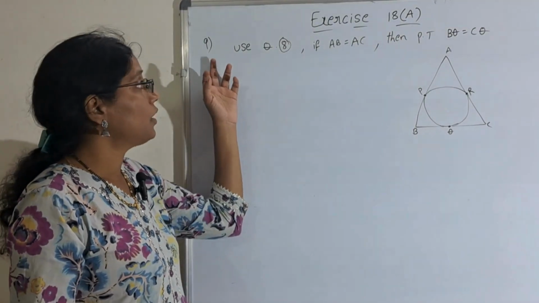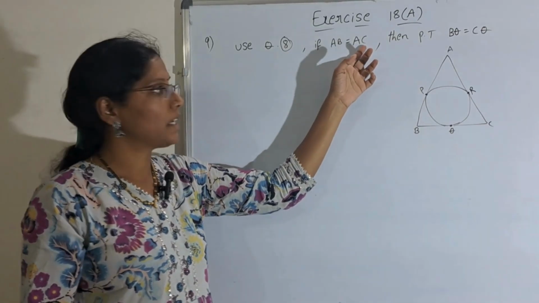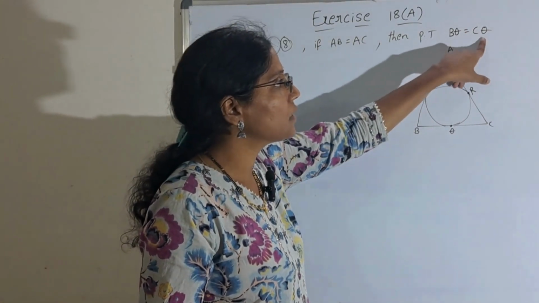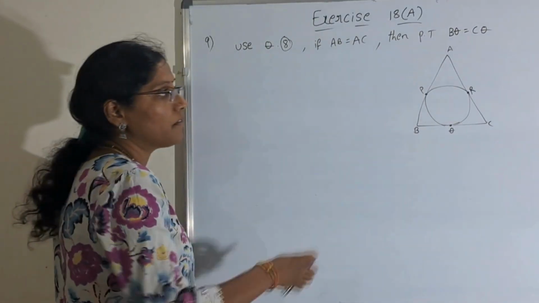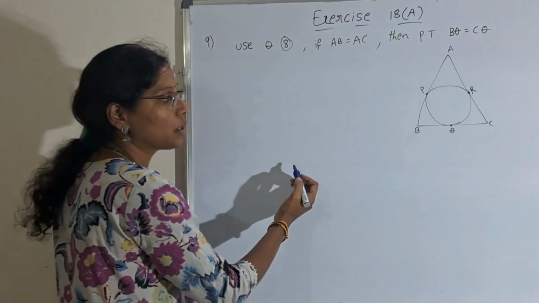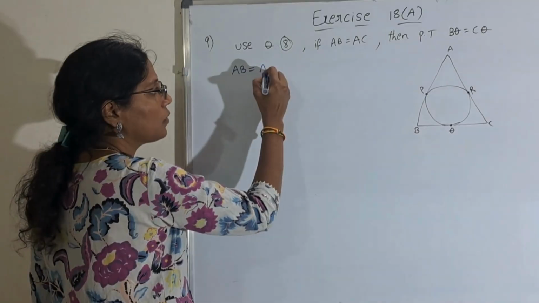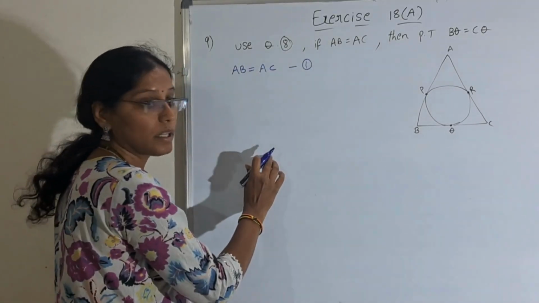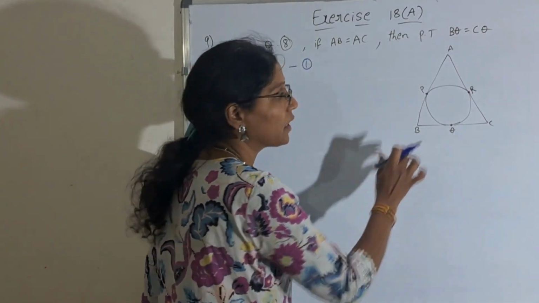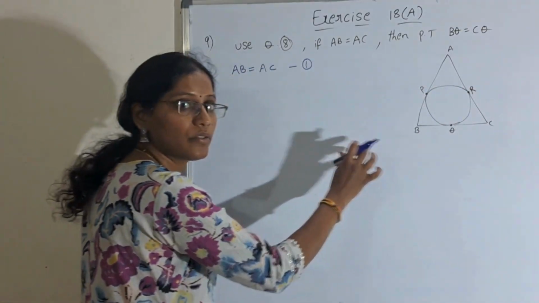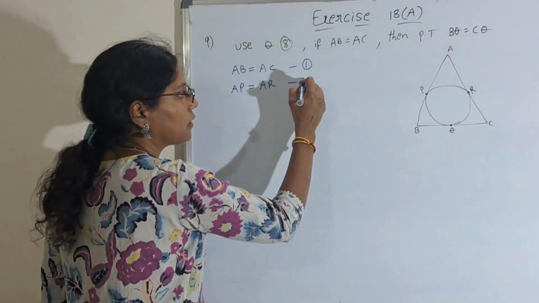Next, ninth question. Here we have to use question number 8. If AB is equal to AC, then prove that BQ is equal to CQ. This is question number 8 diagram. From this diagram, we have to prove BQ is equal to CQ. Here, already one condition they have given: AB is equal to AC. This is equation 1. Next, from this diagram, AP is equal to AR we can write because these two lines are tangents of this circle. AP is equal to AR.